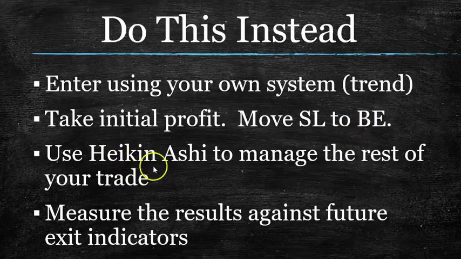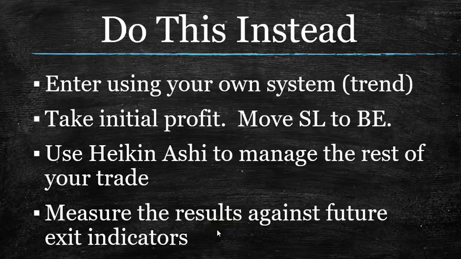And then you can just use Heiken Ashi to manage the rest of your trade. You can still have trailing stops. We'll have a video on that down the road. But you need something that is there to try to get you out at the best point. And you could do worse than the Heiken Ashi, but you could certainly do better.